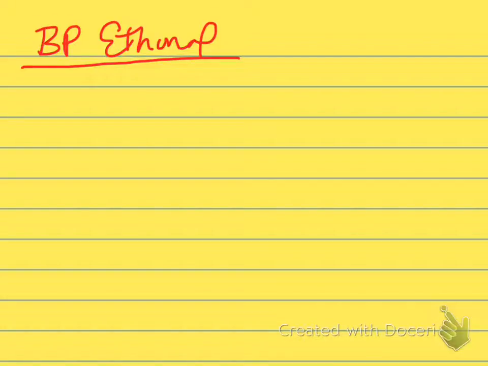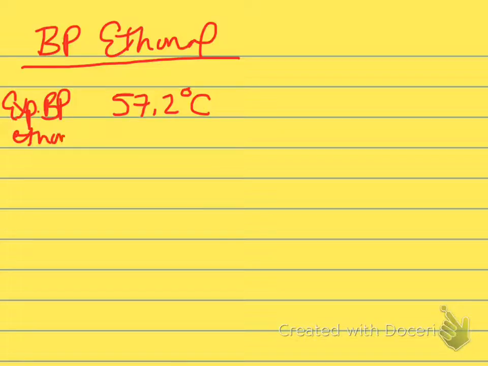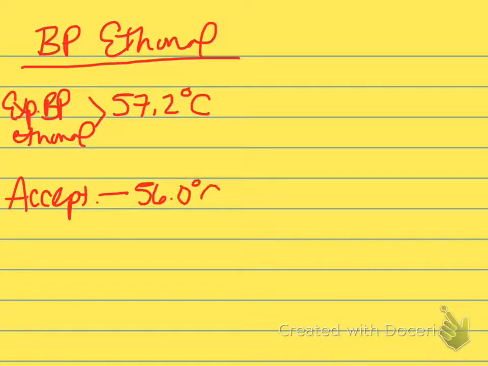So we have a known value for the boiling point of ethanol, but let's say you measure it and you get 57.2 degrees Celsius for the experimental boiling point of ethanol. Okay. Now, the generally accepted value, and I'm quoting this off the top of my head, I believe it's 56.0 degrees Celsius, as I recall.